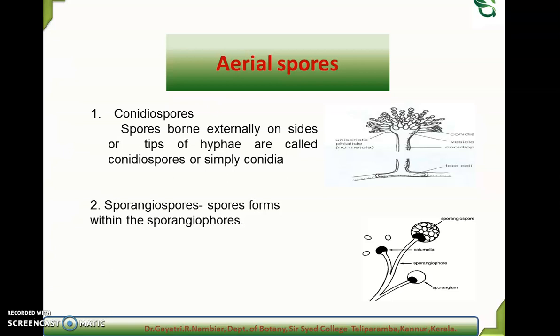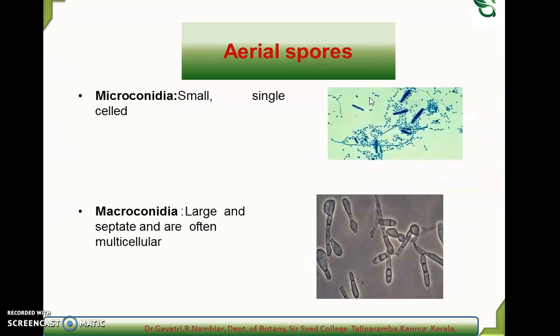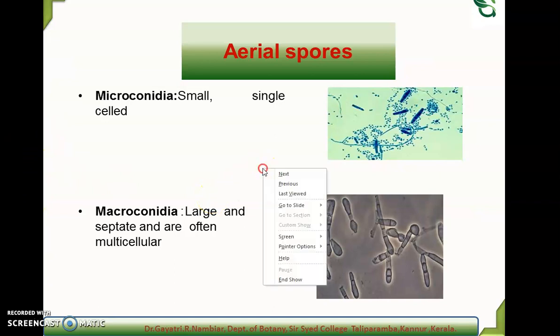Sometimes conidia also behave like sporangia, and they are known as conidiosporangia. So these are the two types of spores, conidia and sporangiospores. Conidiospores are produced exogenously and sporangiospores are produced endogenously. Besides this, other types of spores known as microconidia and macroconidia are also produced. Microconidia are small and single-celled or unicellular. Macroconidia are large, septate, and multicellular. So these are the other types of conidia, microconidia and macroconidia.